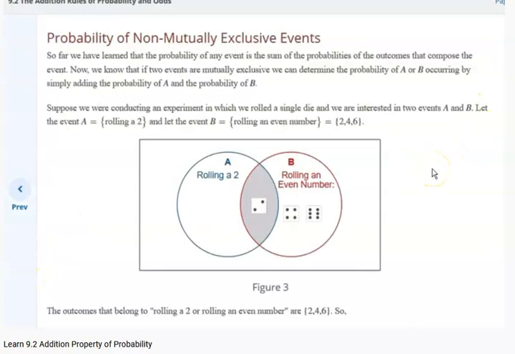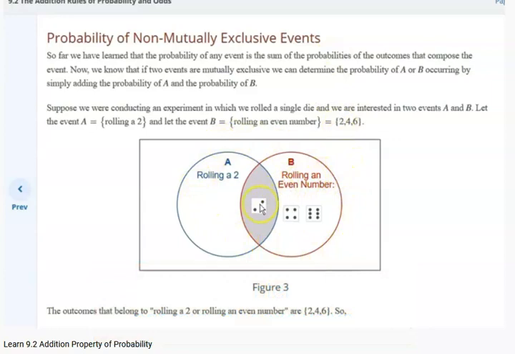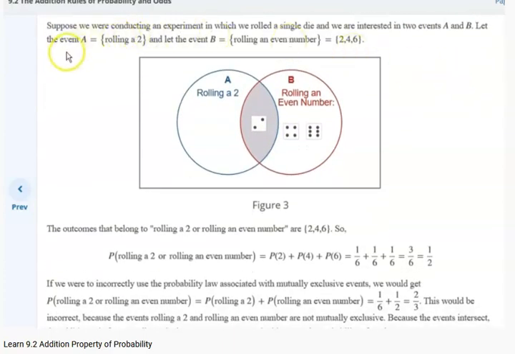Now, this earlier part was pretty straightforward. Now we're going to thicken the plot a little bit. The probability of non-mutually exclusive events. So when we're considering the probability of these, since there is an overlap, there's an intersection of a member or some members, we have to be careful not to count these members twice. So in calculating, we'll need to note that. All right, so let's look at this example they're giving us. Here, event A is rolling a 2, and then event B is rolling an even number. Now, notice that a 2 is in the intersection because it's also an even number.